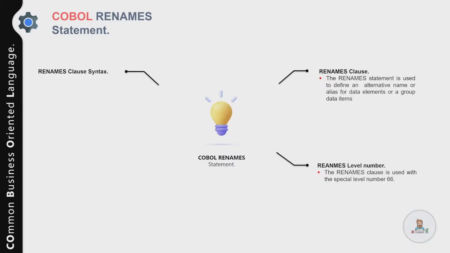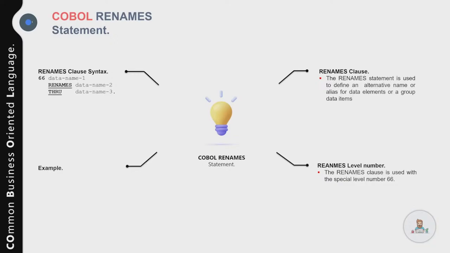Now let's talk about the syntax of the rename clause. The syntax is pretty simple and straightforward. You have level 66, which is used to define your rename clause. After that, you have data name 1, followed by the renames keyword. After that, you have data name 2. Then you have the keyword through up till data name 3. Now, data name 2 through data name 3 is the original area of storage, and data name 1 is the new name that you can use to manipulate it.